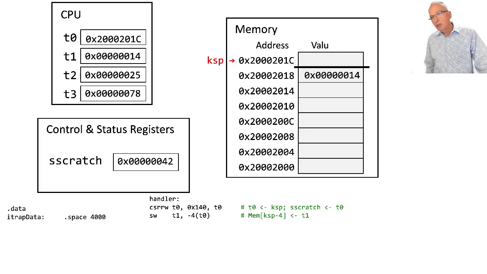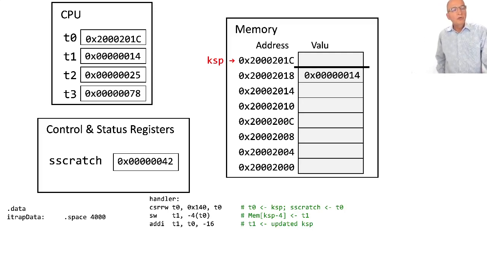Okay, notice that I did not change the stack pointer yet because all exceptions are disabled at this point. So it's perfectly safe for me to do this. And then I'm going to add 16 to the value that I have in T0, and I'm going to write that into T1. So now T1 contains what I wanted to be my new top of the stack.